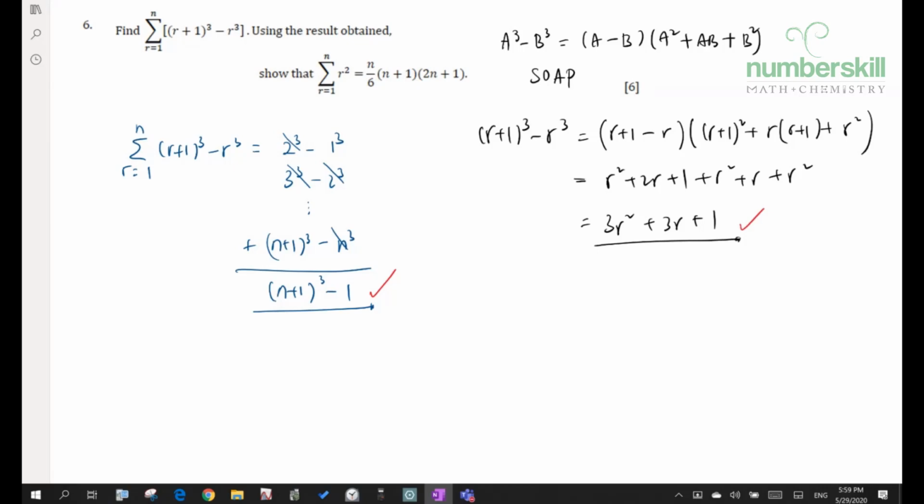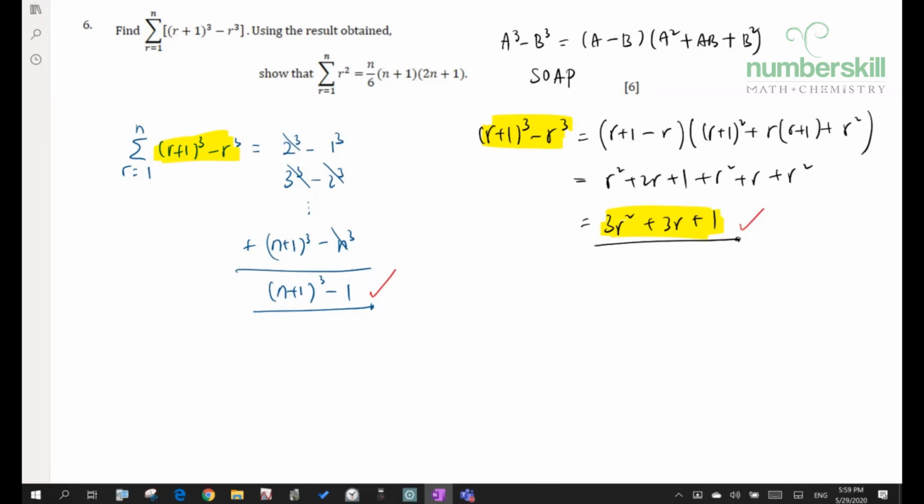Now, the question is, you don't know what you're doing, right? Because you don't know why you need to expand. The whole idea is to be able to recognize that this is this. So you say, yeah, Mr. Ang, it's pretty obvious. So this.